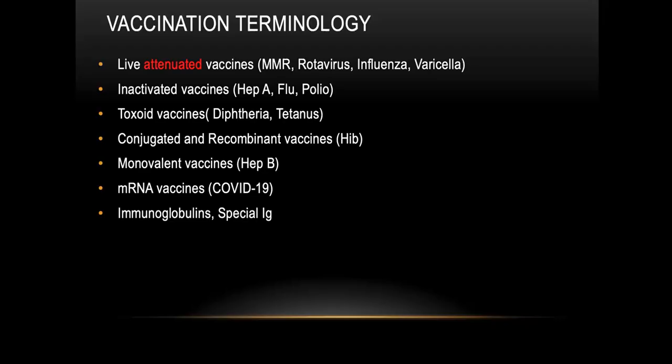Next one is the monovalent vaccine. This vaccine is designed to vaccinate against a single antigen or organism. One example is hepatitis B. And the new one on the scene, the mRNA vaccine, is why there was a lot of controversy. They've been trying to make these vaccines for a long time, and then COVID came along, and COVID is the first example of an mRNA vaccine.